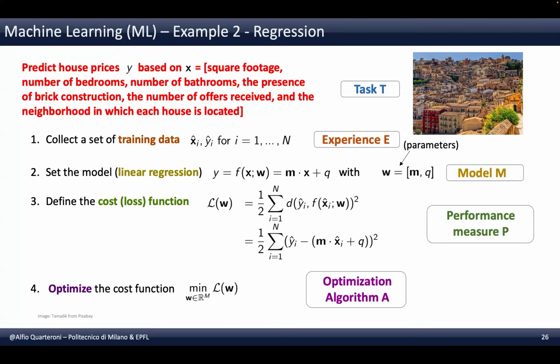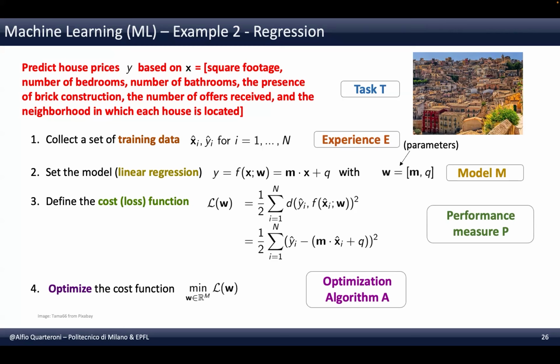So you collect a set of training data, again, several houses and corresponding prices. In this case, you just look for a linear regression. So you don't necessarily have to look for artificial neural networks. Then again, you have the loss function, which defines a performance measure. And of course, again, you need to use an optimization algorithm. In this case, this part is very easy, because you have the normal equations. So you do it by hand, basically, and you end up with a linear system.